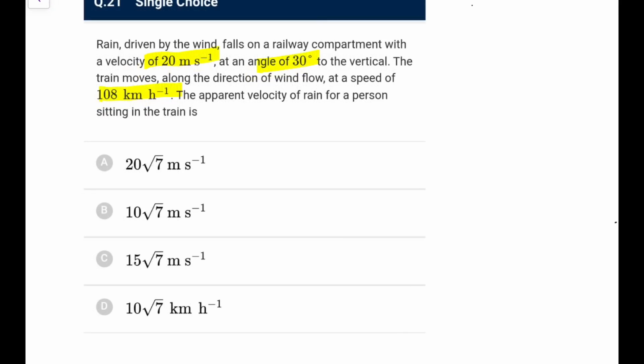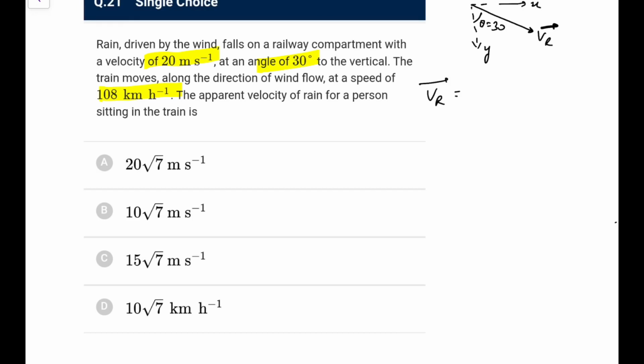So here, this is the velocity of the rain at an angle 30 degree, and this theta is 30 degree. So let me take a coordinate system, this is x-axis, this is y-axis. If I have to write this vectorially, velocity of the rain I can write as 20 cos 30 i cap, 20 sin 30 j cap, because 30 is the y.